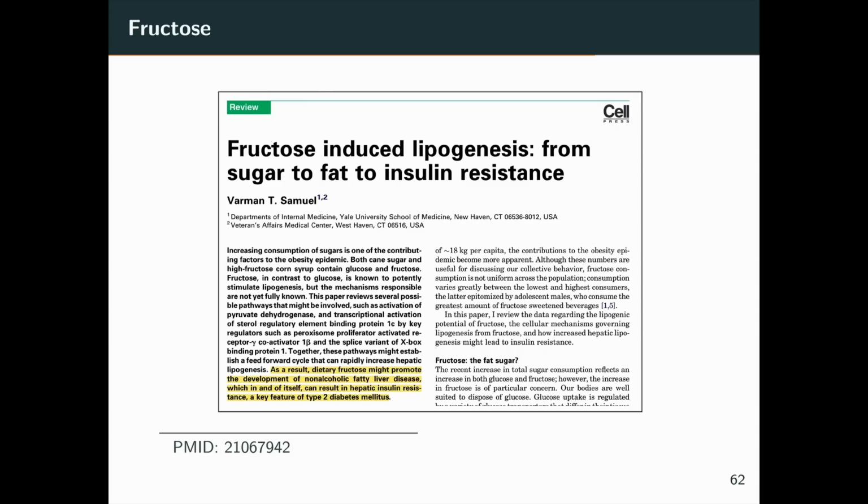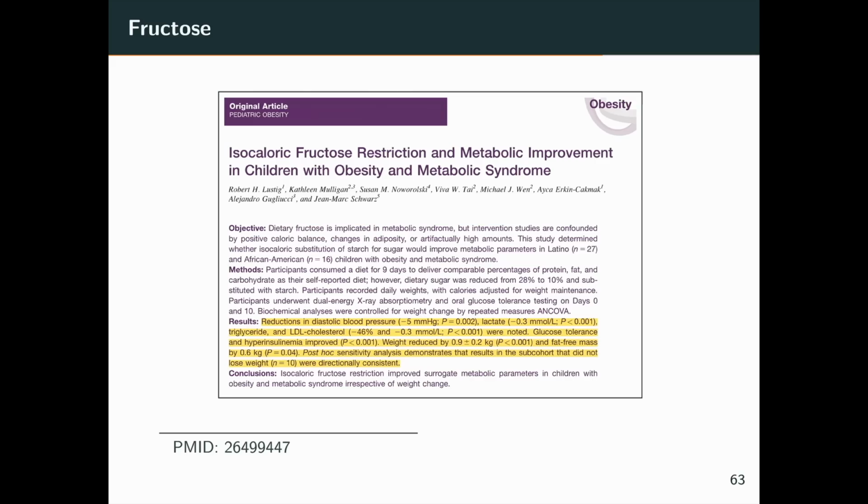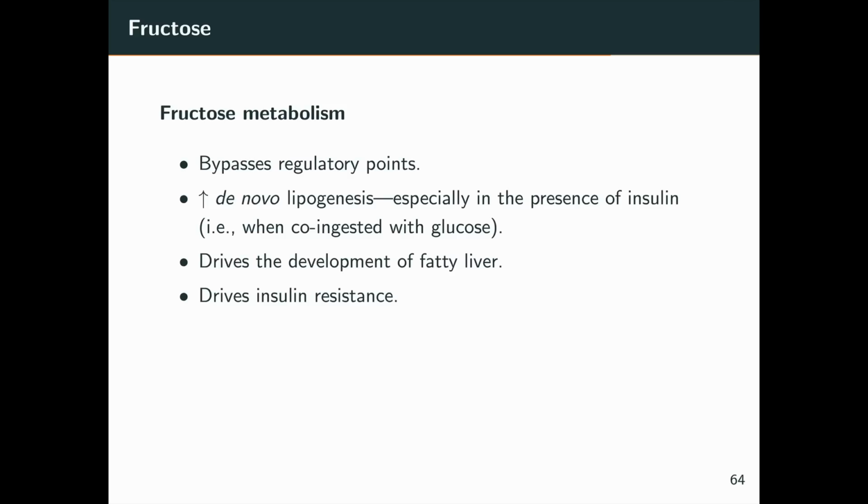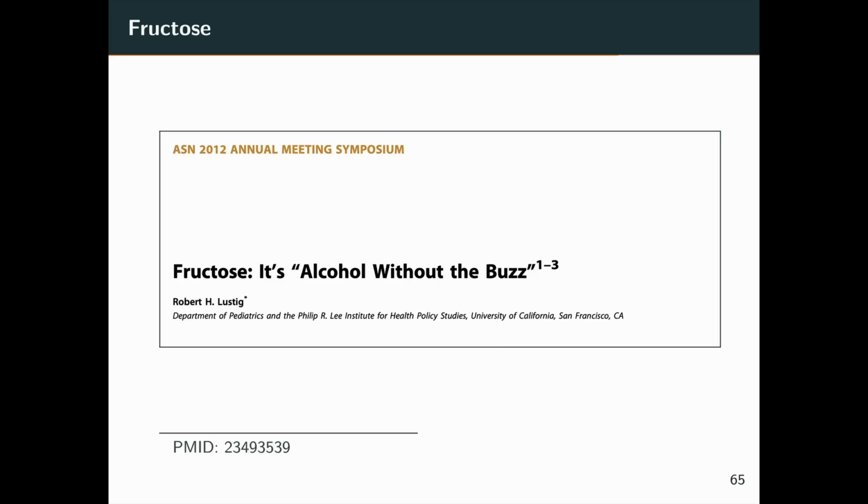And these are just some useful papers. But we also know that when you restrict the intake of fructose, the indicators of metabolic syndrome improve. So fructose drives the development of fatty liver disease, and fatty liver disease drives insulin resistance. This is a great review article. I highly recommend reviewing this by Robert Lustig.